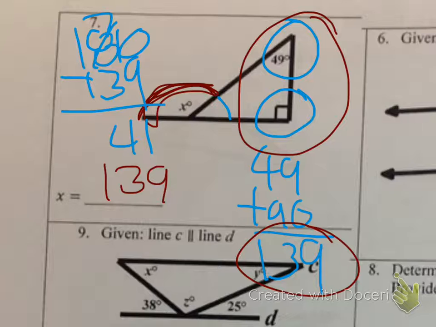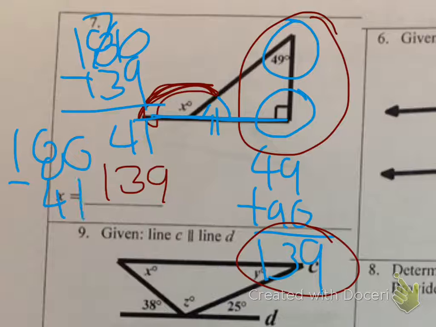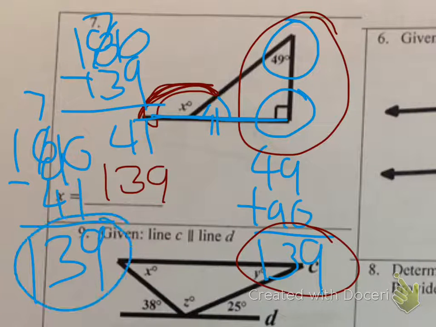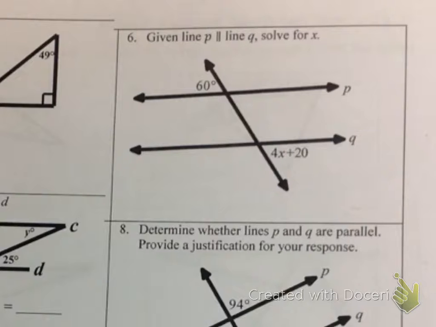Now we're going to place 41 right here. And now, since this is a 180 line, we're going to do 180 minus 41, which equals 139. Same answer. Okay, we're going to go to the next problem now.